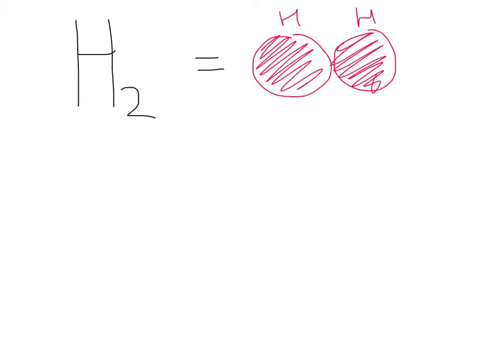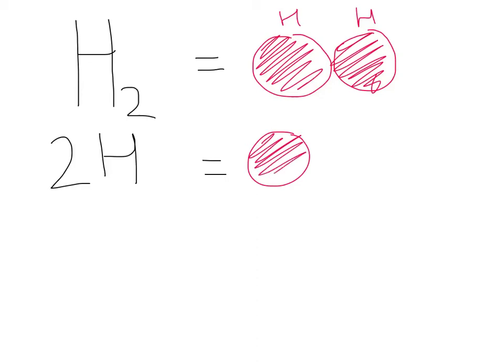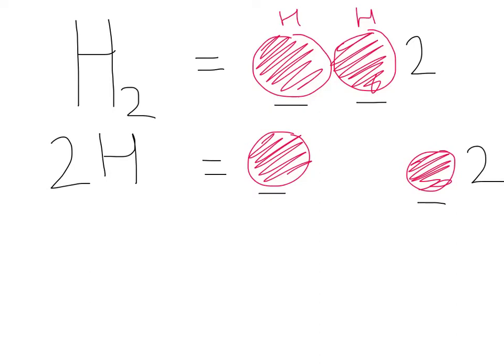Now H2 is very different to 2H. 2H could be that we have one hydrogen atom here and one just randomly over here. They're not together, but we still physically have two hydrogen atoms. So in the top one we have 1, 2 here, and in the bottom we have 1, 2. The 2H just refers to having two lots of the hydrogen atoms, but in total we still have 2 and 2. But where the number goes is really important.